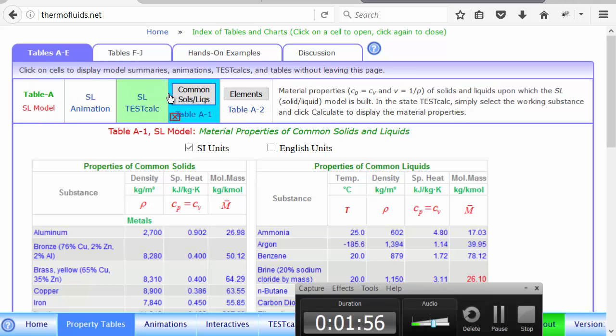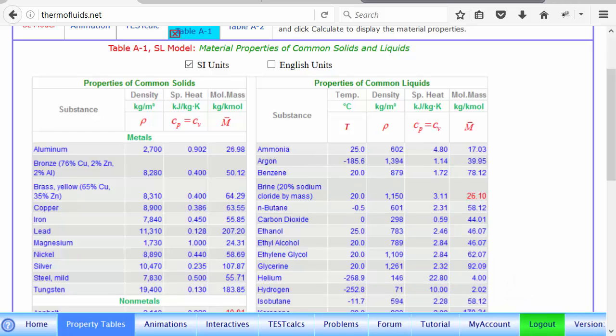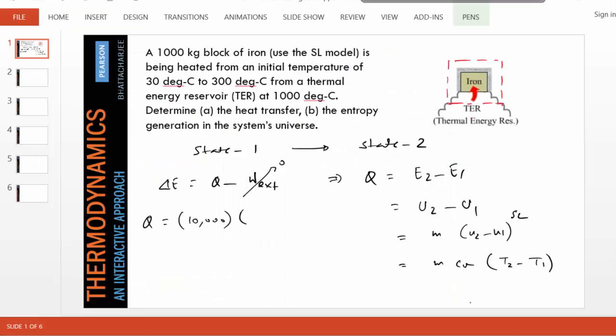The SL model is, as you can see, the first row, and find iron, and that gives us a value of 0.45. And the temperatures are given, 330 for T2 minus T1, and this becomes 1200. It is a large amount, 15,000 kilojoules, or 1215 million joules. Large numbers in SI units are converted like that by a factor of 3.